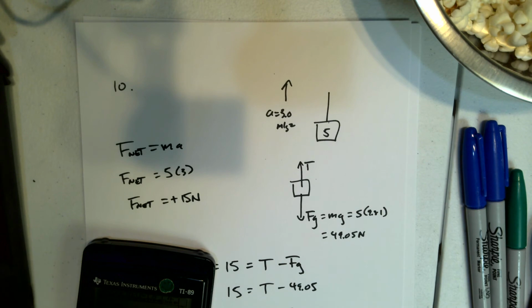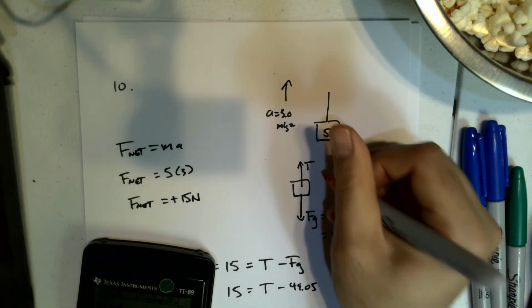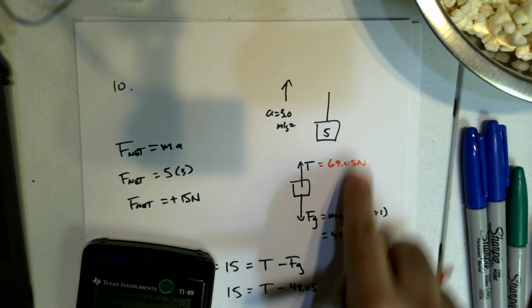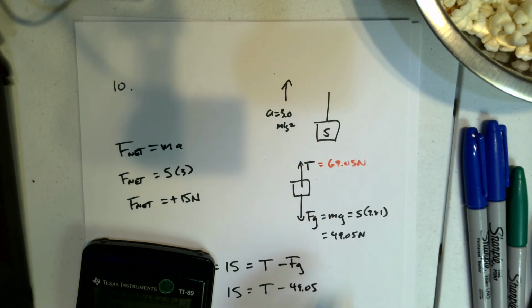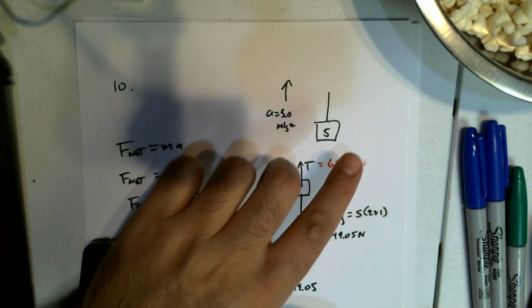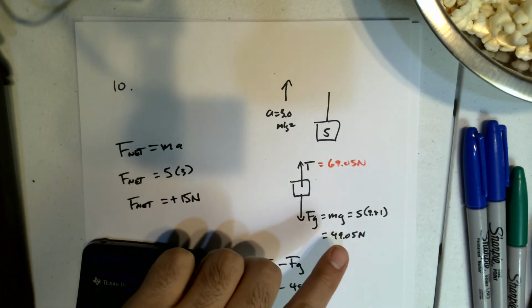So when I look at my tension, it is greater than the force of gravity. And when you look at how much greater this is than the force of gravity, it's 15 newtons greater. So when we say that there's a net force of 15 newtons, it's because this is 15 more newtons than this.